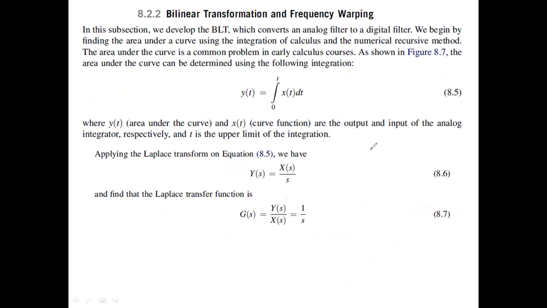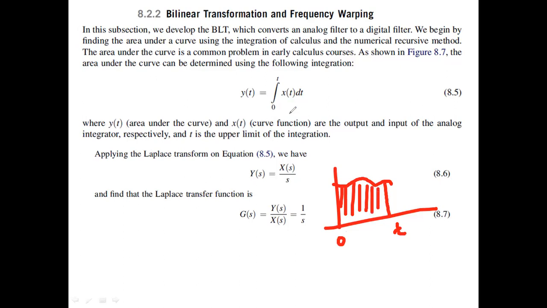So we will start with this particular figure. If I happen to have a curve, and I want to know the area under the curve from 0 to some duration t, how do I do it? I integrate, right? That's the use of integration. Integration allows us to find area under a curve.